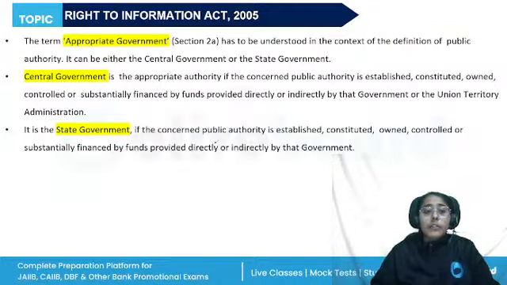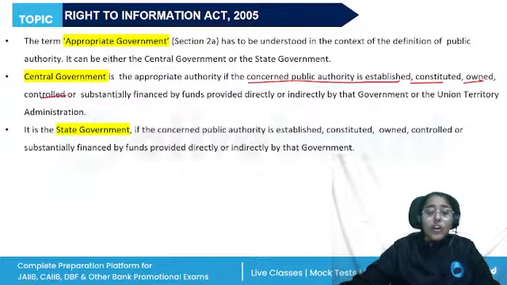Then if we talk about the definitions, the appropriate government can be either the central government or the state government. We are talking about the public authority here. The central government is the appropriate authority if the concerned public authority is established, constituted, owned, controlled, or substantially financed by the central government or the union territory.